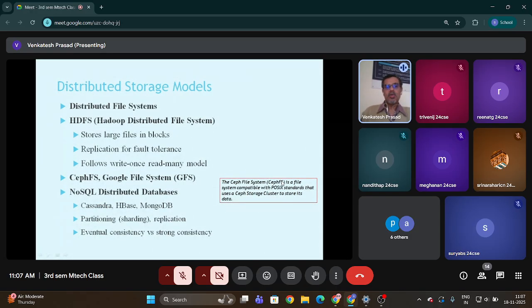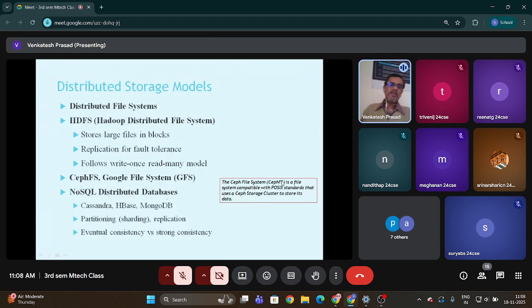Then we have other storage models. Hadoop we will see later, maybe in the next class only, not today. Then the different types of file systems used. HDFS is very popular because it can handle a large amount of data. So it beats all other file systems in terms of scalability and of course performance as well.